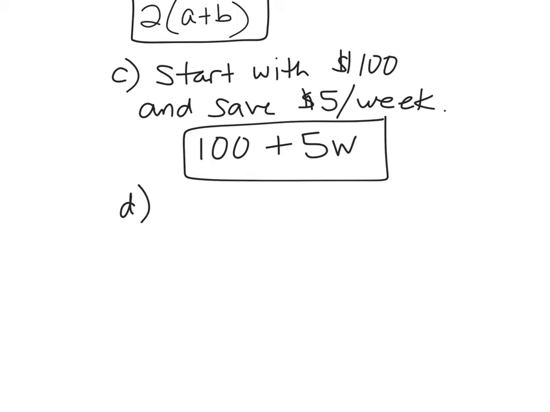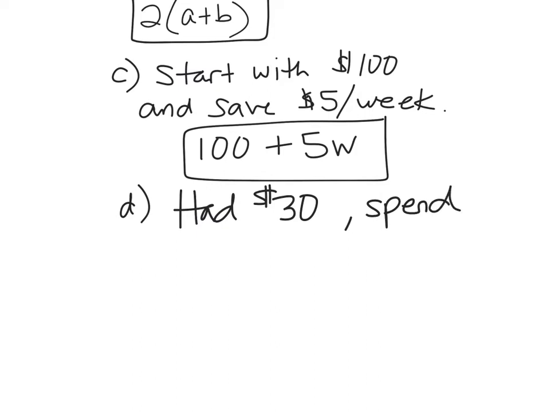How about the other way? Let's say that you had $30 and you decide to spend $2 per day. Okay, go ahead and do this one by yourself. Try it out. See if you can do it. You had $30, or you have $30. Don't worry about the word had. $30, and you're going to spend $2 a day.